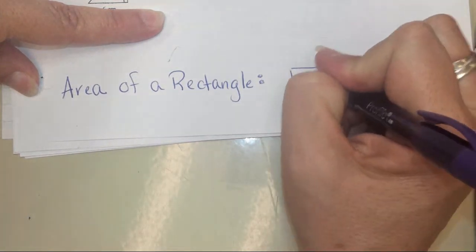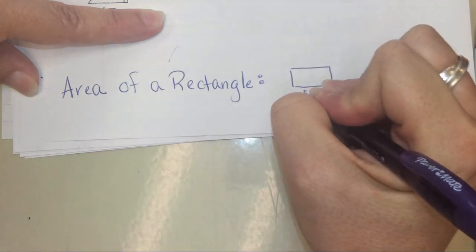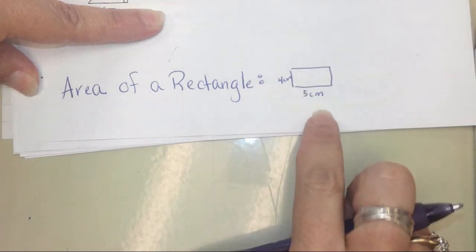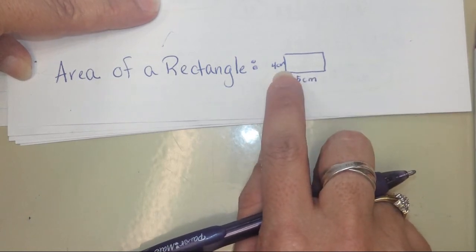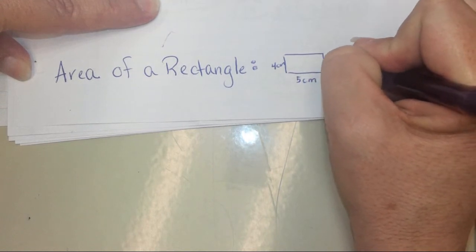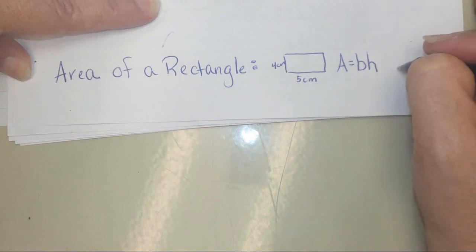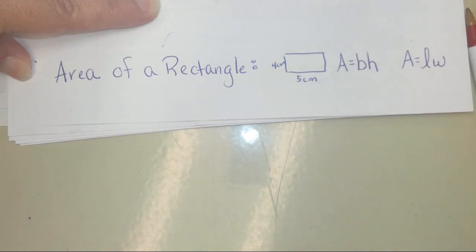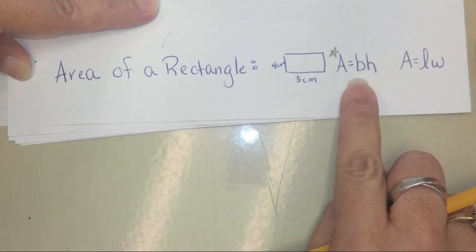You know that a rectangle looks like that. Okay. I'm just making up some numbers here. We're going to make it a 5 centimeter by a 4 centimeter rectangle. You have two formulas you can use. I personally use A equals base times height, or area equals base times height. Or you could use area equals length times width. I don't really care which one you use. I just usually use this one because it goes with the parallelogram.